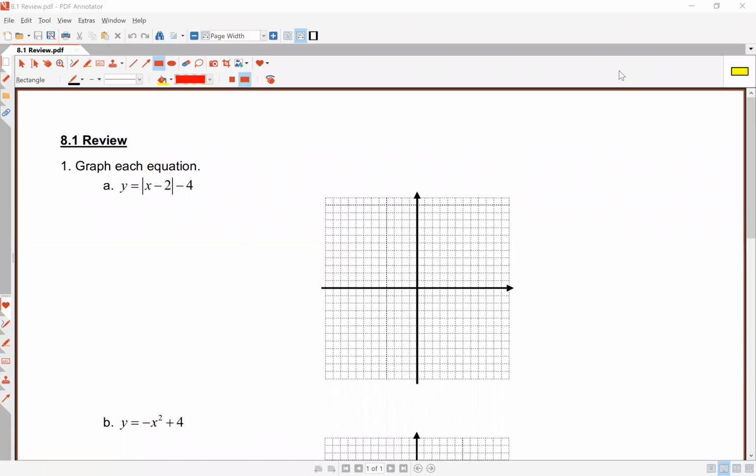This video covers the exam review for section 8.1. Graph each equation.